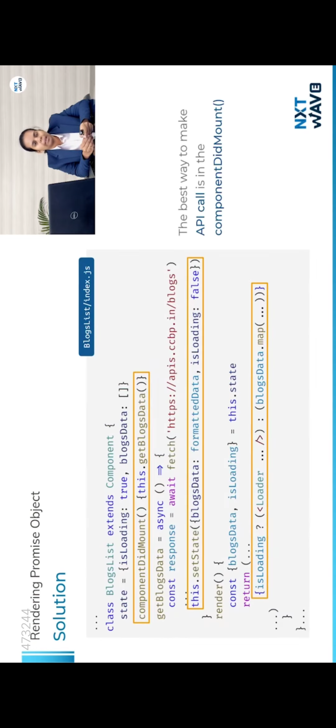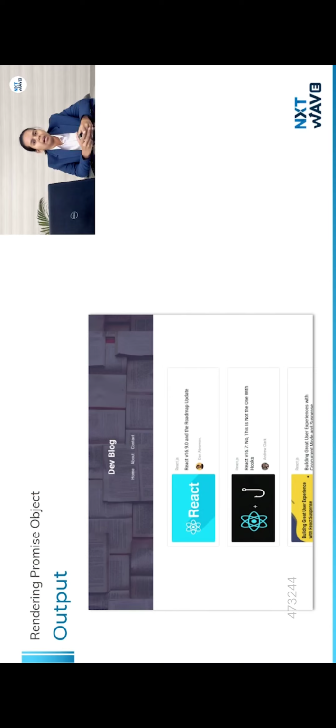So what do we have to do? We have to make the API call in the component did mount method, and then we have to update the data in the state, and based on the data we have to render, right? This is the flow that we need to follow. If we try to make the API call in the render method, then we will encounter that error, because React cannot render the promise object. With this, we will get the updated output. So this is one common mistake.